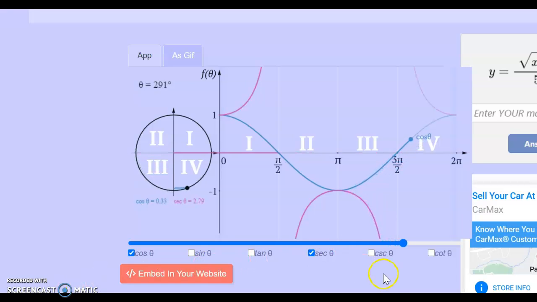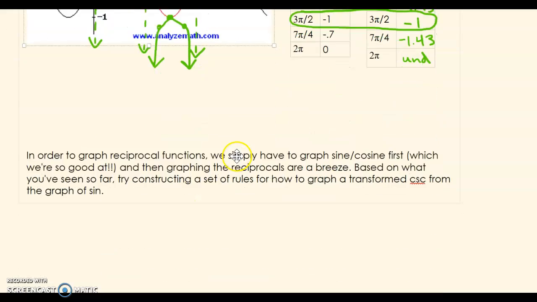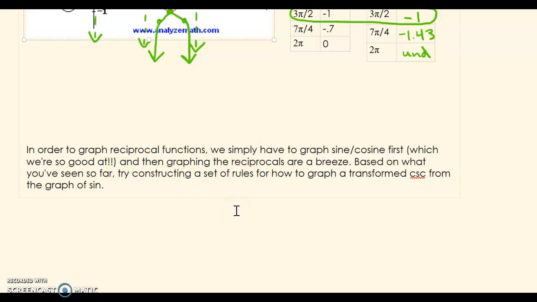And so if we think about trying to graph cosecant of x and secant of x, all we really have to do is graph our sine and cosine of x functions, which we're really good at already. We've been practicing that. And then we can come up with our cosecant and our secant graphs really, really easily. And that statement I just made is summed up pretty nicely down here. Again, all we have to do to graph these reciprocal functions is graph sine and cosine first. And then graphing the reciprocals is going to be a breeze.